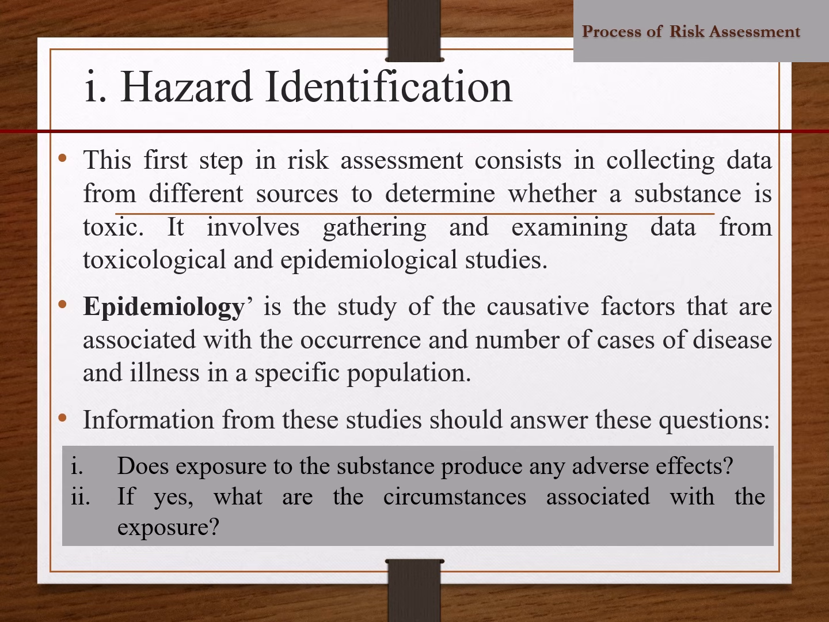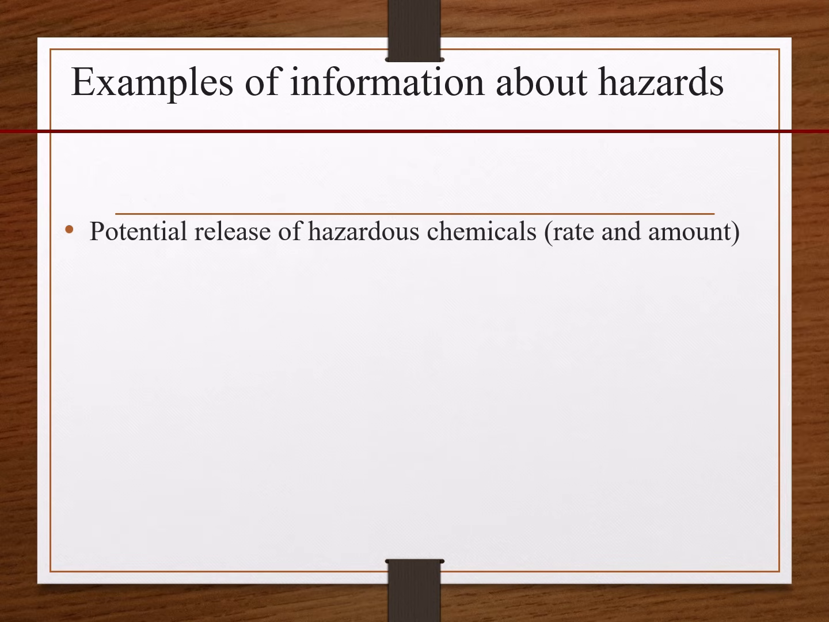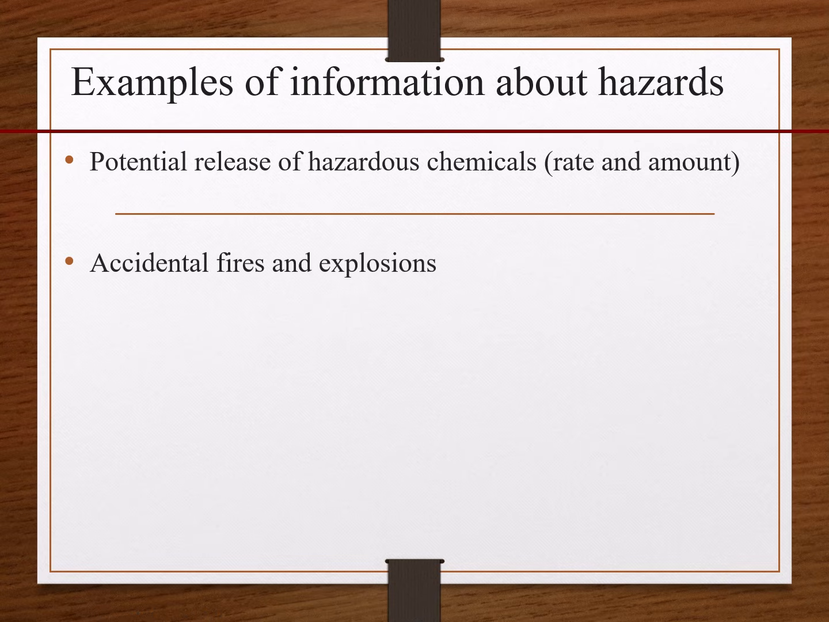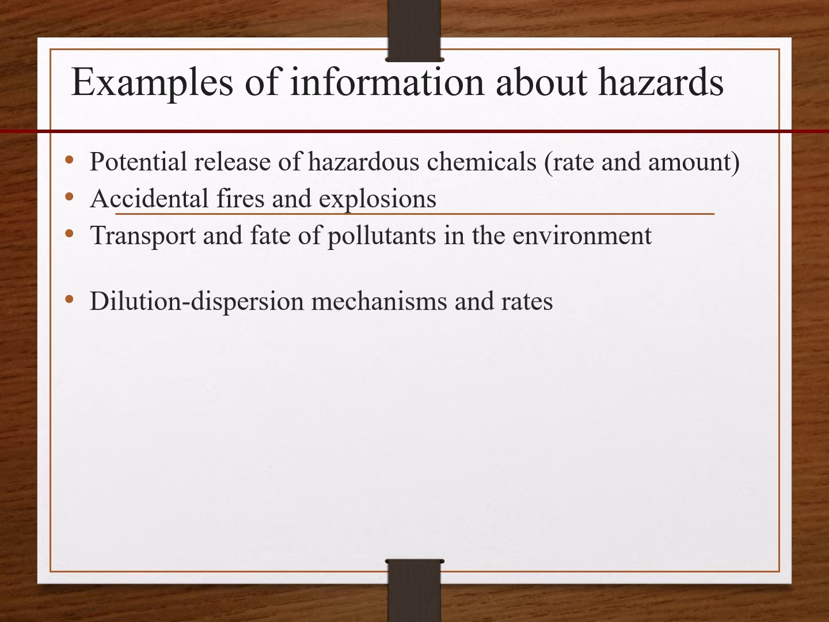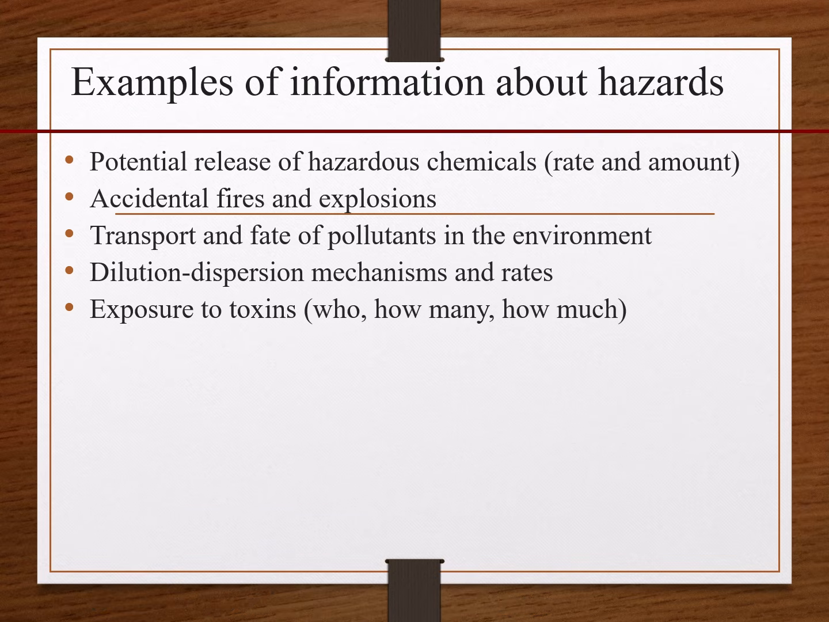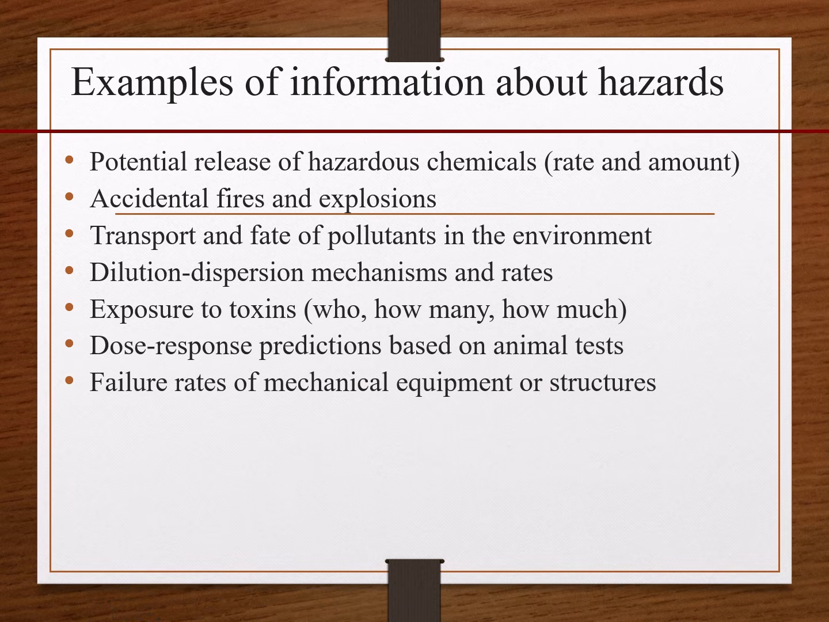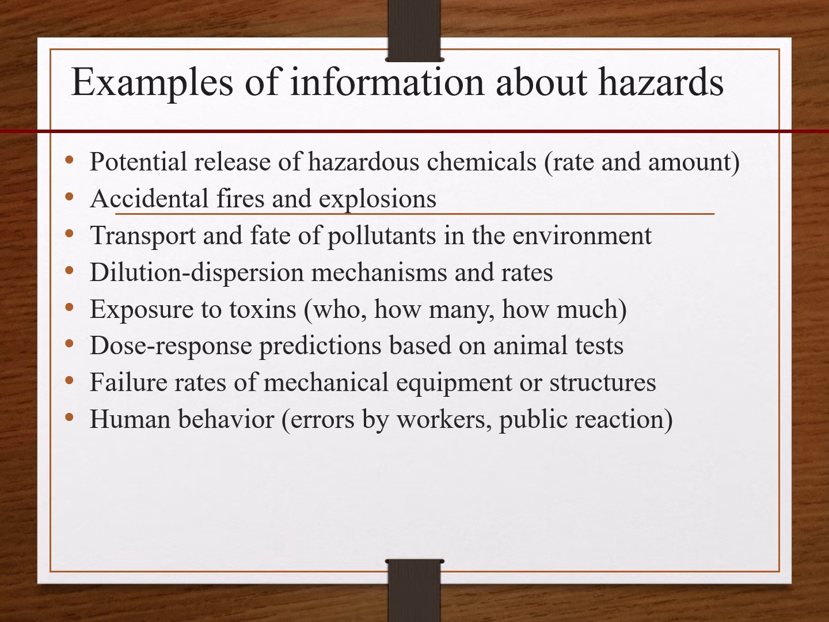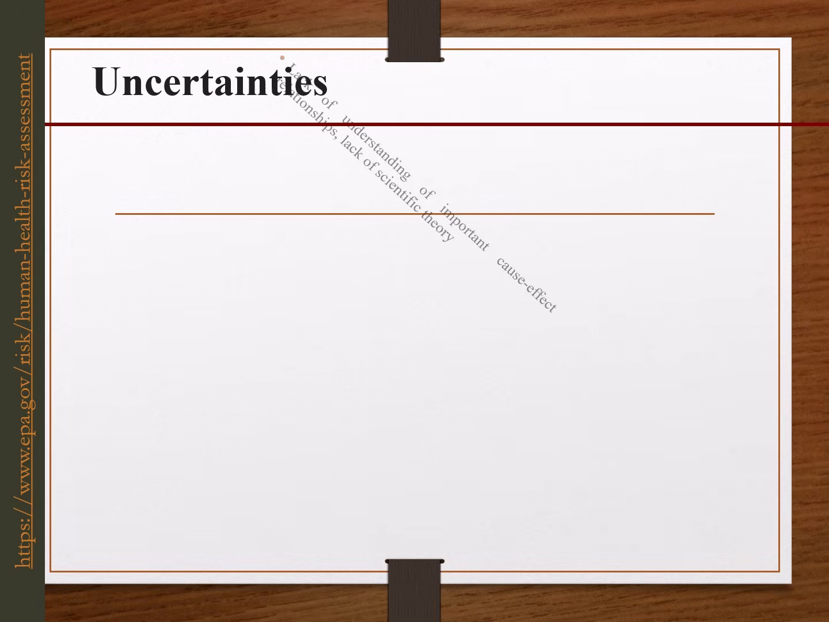Following are the examples of information about hazards: potential release of hazardous chemicals, rate and amount, accidental fires and explosions, transport and fate of pollutants in the environment, dilution dispersion mechanisms and rates, exposure to toxins, who, how many, how much, dose-response predictions based on animal tests, failure rates of mechanical equipment or structures, human behavior, errors by workers, public reaction, natural hazards, earthquake, tsunami, typhoon, alterations in drainage patterns, water table, vegetation, microclimate.